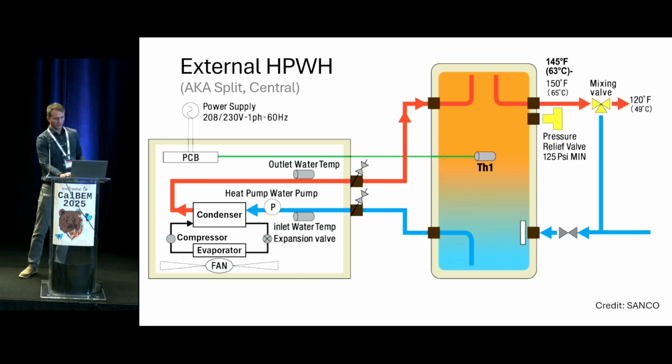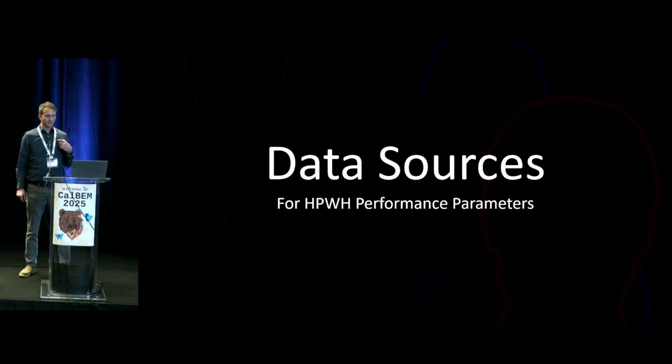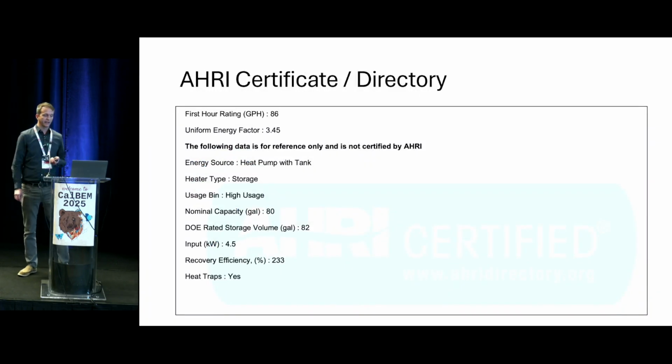Sorry about that. Okay, so if we're going to model these systems, what kind of data do we need? What kind of performance parameters do we need? And what data sources exist to establish those parameters? So the first one that we often think of is the AHRI certificate or the directory.